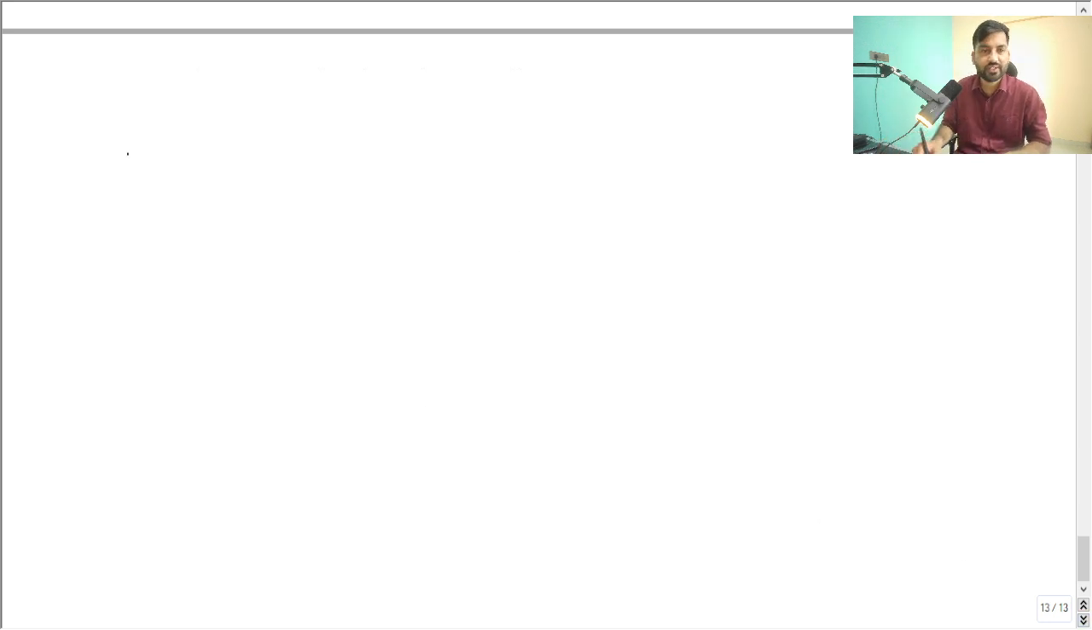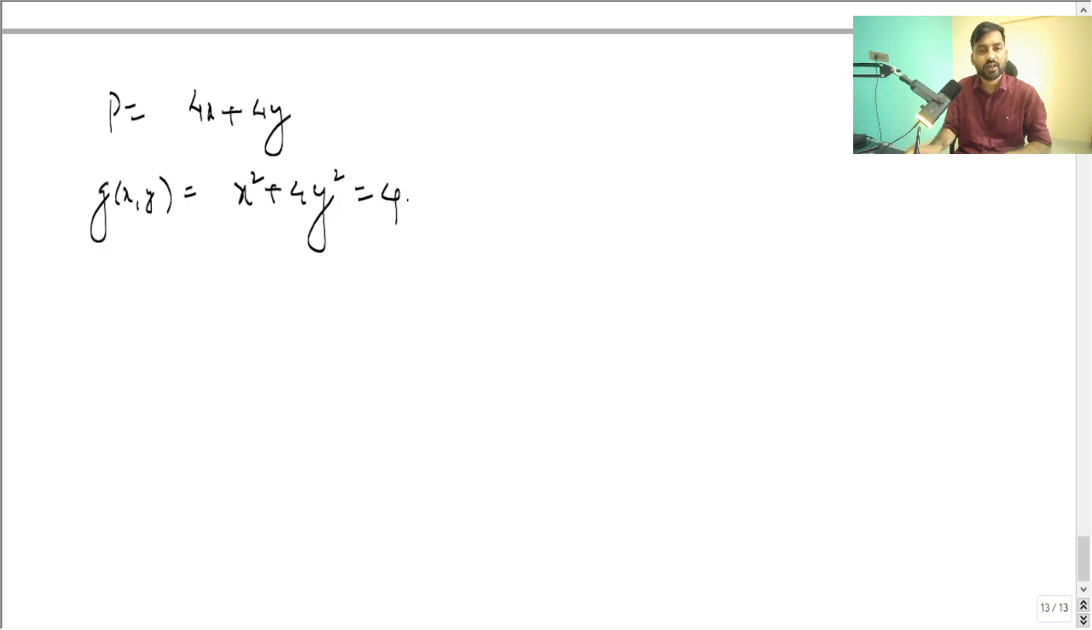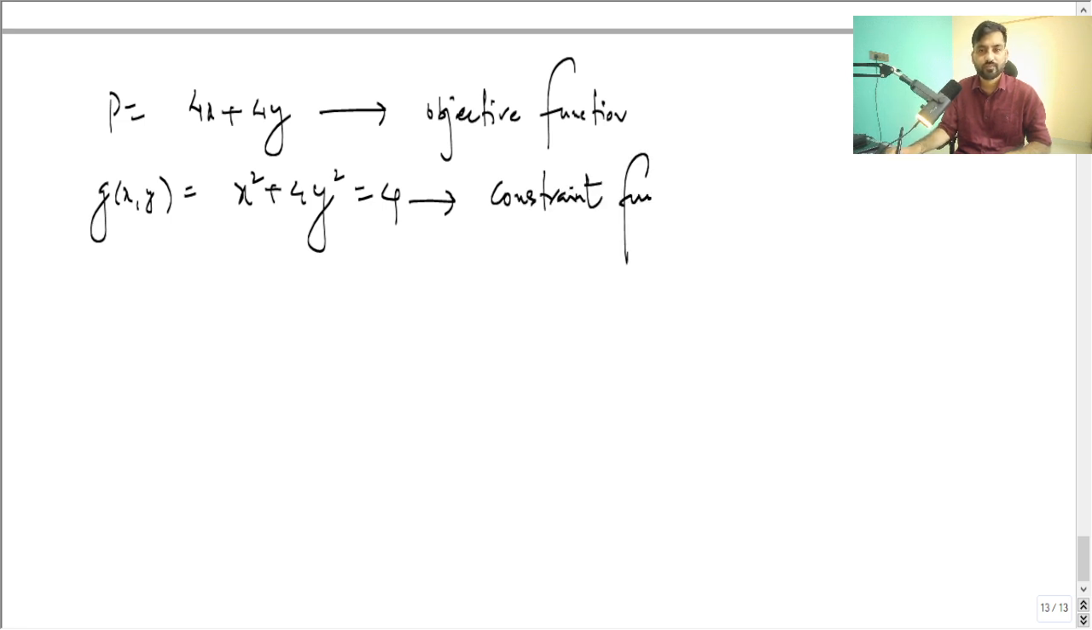So let me write separately here. Your objective function is P = 4x + 4y, and your g(x, y) is going to be equal to x squared plus 4y squared equal to 4. This is called the objective function, and this is called the constraint function. So two functions you need always whenever you are solving optimization problems.